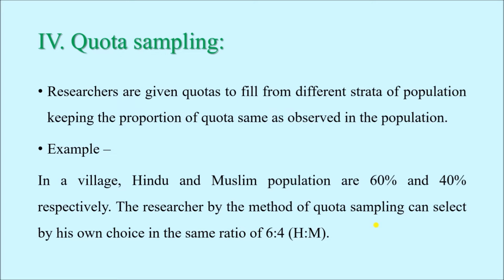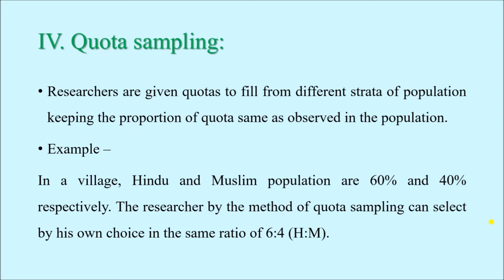Now, suppose I need to collect 200 samples from this village. So I need 200 people. To maintain the 6 is to 4 ratio, I should have 120 Hindus and 80 Muslim subjects. Now, if I maintain this number but select 120 Hindus whatever way I want, not following any random sampling technique, or 80 Muslims following any non-random method that I discussed earlier, that will be non-probability sampling, because I am not doing random sampling.